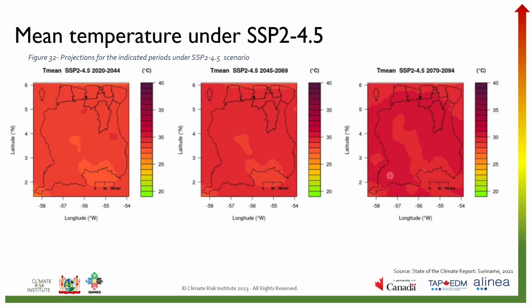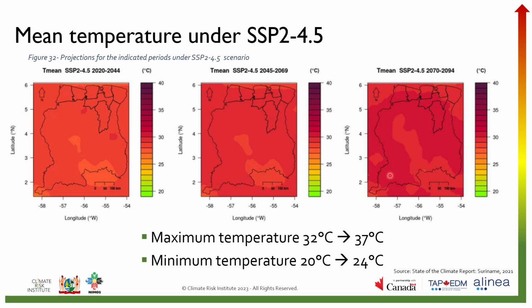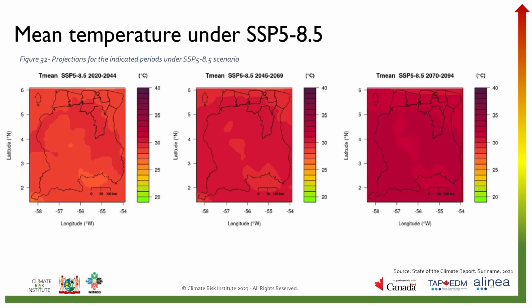Not pictured on this map, but also under the SSP2 4.5, for maximum temperature, we can expect an increase from 32 degrees Celsius to 37 degrees Celsius. And for minimum temperature in the southeast of the country, we can expect an increase from 20 degrees Celsius to 24 degrees Celsius. What about for the high emission scenarios?